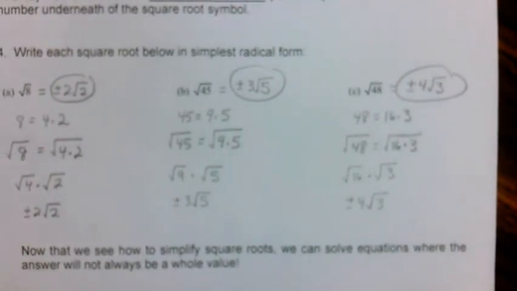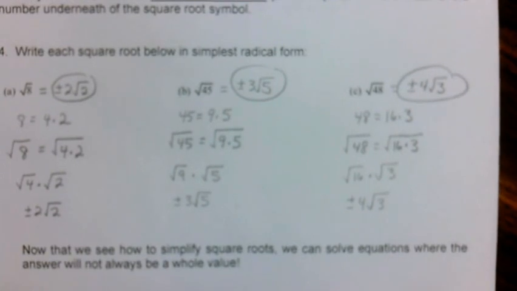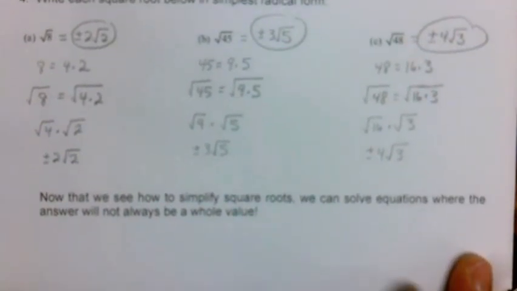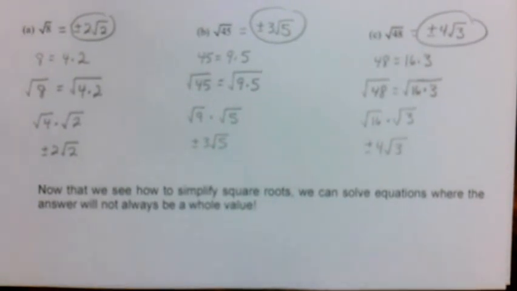All right, so that's how you're going to be simplifying your square roots. Can you find a perfect square that's a factor of the number underneath of the square root symbol? And then you can use your multiplication property to help you simplify and write in simplest radical form. Now that we understand how to simplify square roots, we can solve equations where the answer will not always be a whole value.